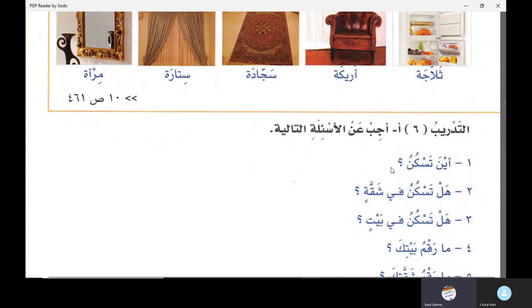Aina taskunina? Where do you live? Okay. Askunu fi shakatun. You better tell the name of the city here. Askunu fi Chicago. Fi Chicago.